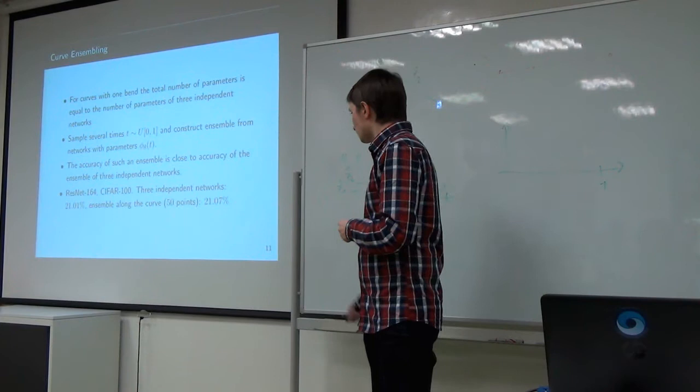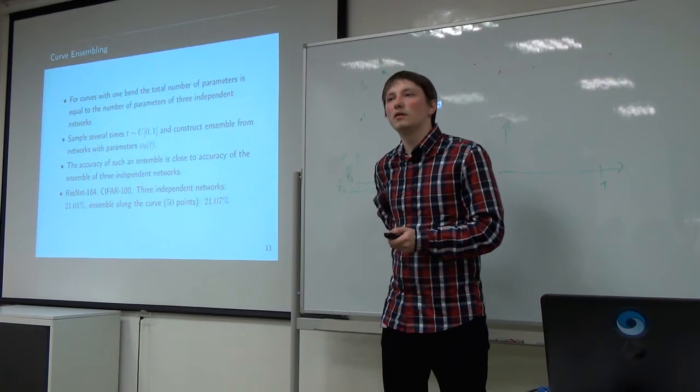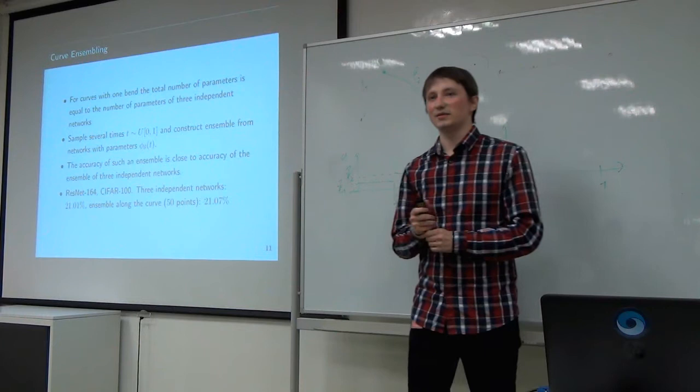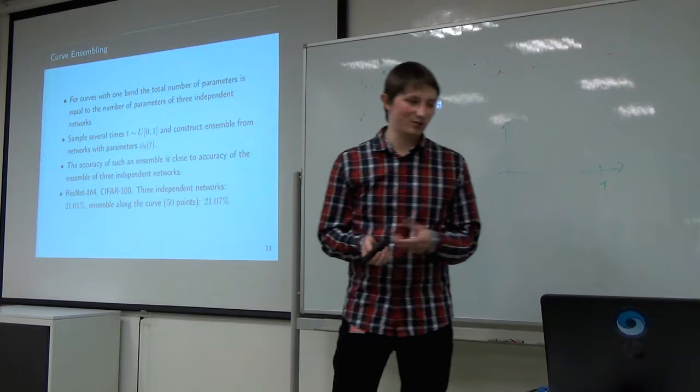Are there any problems with batch normalization? We already do averaging along the ensemble. And what is the problem? For each network sampled from the curve, you need to pre-compute batch normalization statistics. Yes, it is. So it was interesting to try this ensemble, but we find that this procedure is not very applicable.